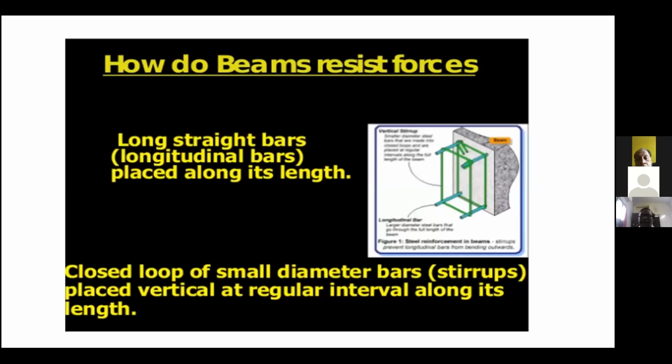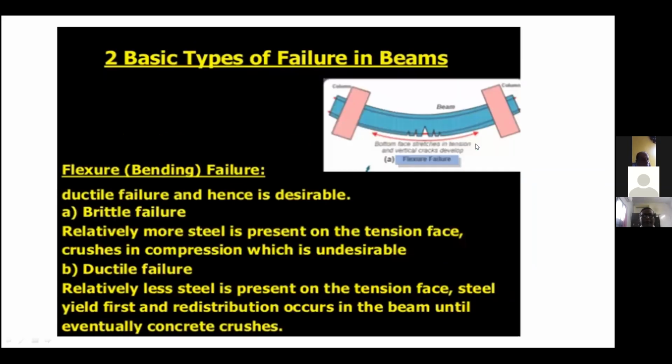Now we come to the design of how the beam is going to resist the force. Already I have discussed that we are going to provide the steel both at the bottom as well as the top. In the support region you need the top bars, whereas in the midspan you need the bottom bars. So long straight bars are placed along the length, probably you know that. And then closed loop stirrups, small diameter stirrups, are placed vertically at regular intervals along the length. So in the beam you have the main reinforcement, the longitudinal bars, and then the stirrups. Both main reinforcement and stirrups are provided in the beam.